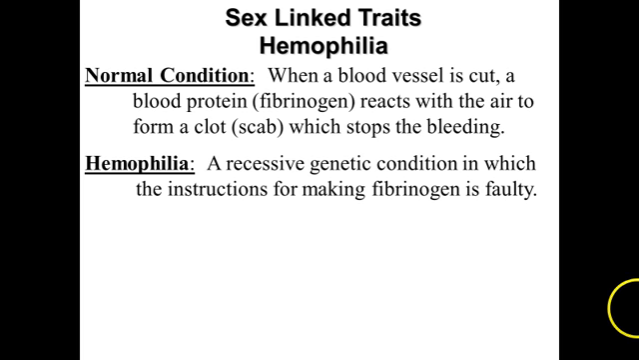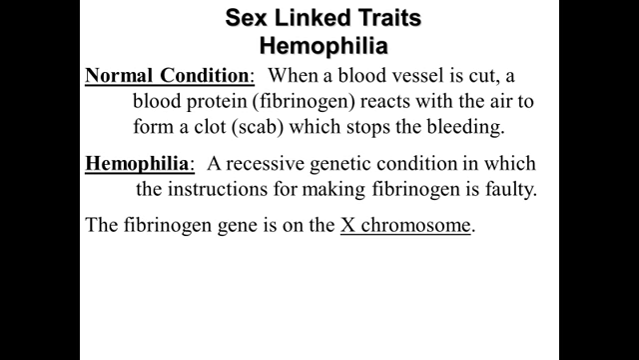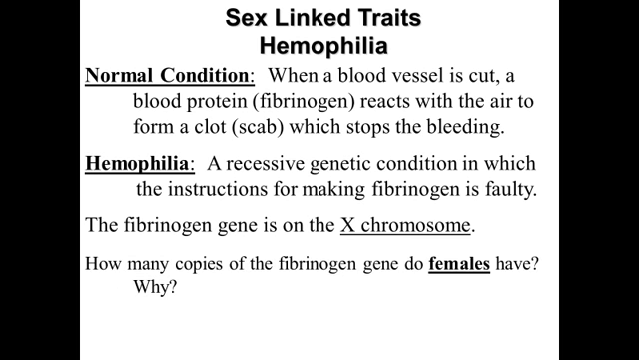A person with hemophilia has a set of instructions for that particular protein, which is to say the gene, and the instructions for making fibrinogen is faulty. In other words, it makes fibrinogen that doesn't work, doesn't form a clot, and doesn't form a scab. Now, the fibrinogen gene, as we've said, is on the X chromosome, which is why it's a sex-linked trait.